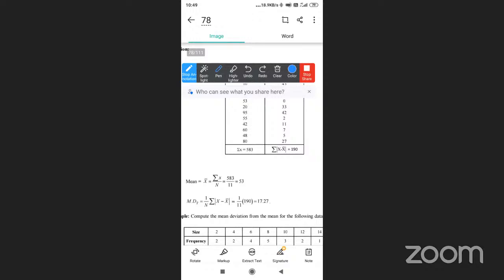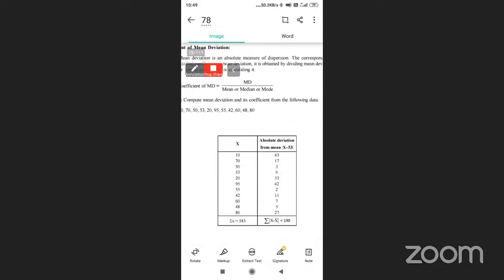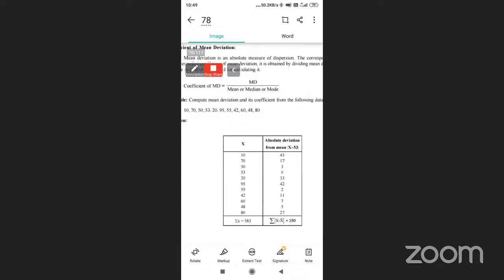Sir, in the formula, what is the x value? The x value is 53. One minute. X is given as 10, 70, 50, 53. Yes, sir, the values are given.